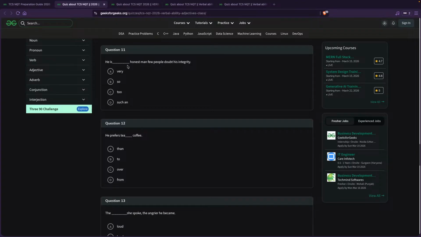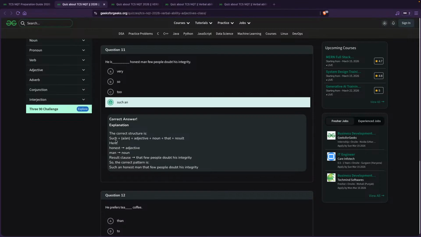He's a very honest man. Few people doubt his integrity. He is so honest. He's such an honest man. He's too honest. Very honest. He's a honest man. Such a honest man. Honest is also like a superlative, I think very doesn't come with it. So I think he's such a honest man. The structure is such, adjective, noun, then result. A few people doubt his integrity.